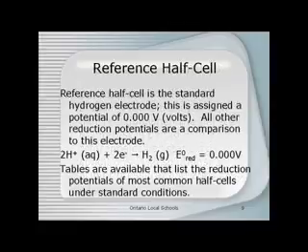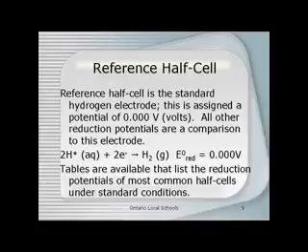The reference half cell, when we look at these reduction potentials, is the standard hydrogen electrode. This is assigned a potential of 0.000 volts. All other reduction potentials are in comparison to this electrode. So at this electrode, the reaction is 2H+ + 2 electrons forms hydrogen gas, H2.